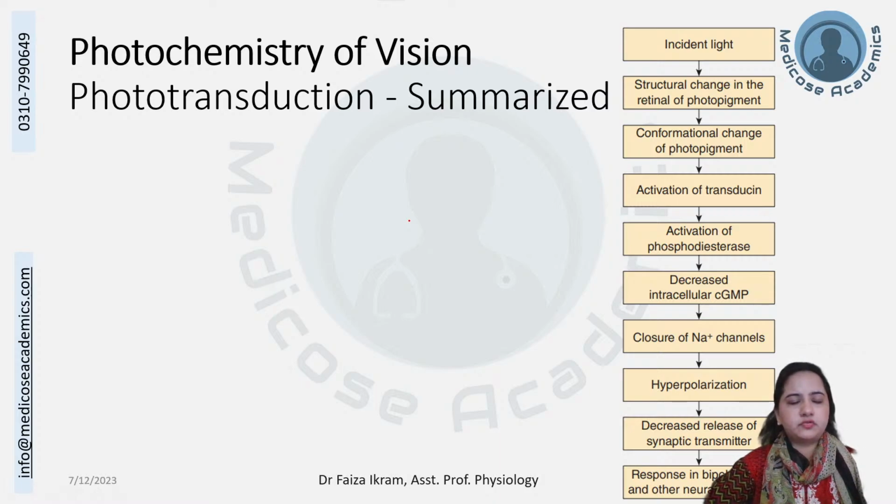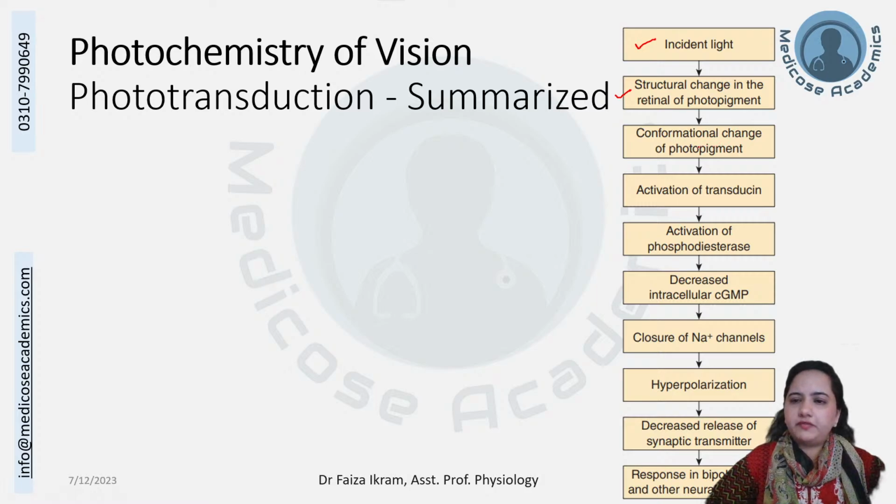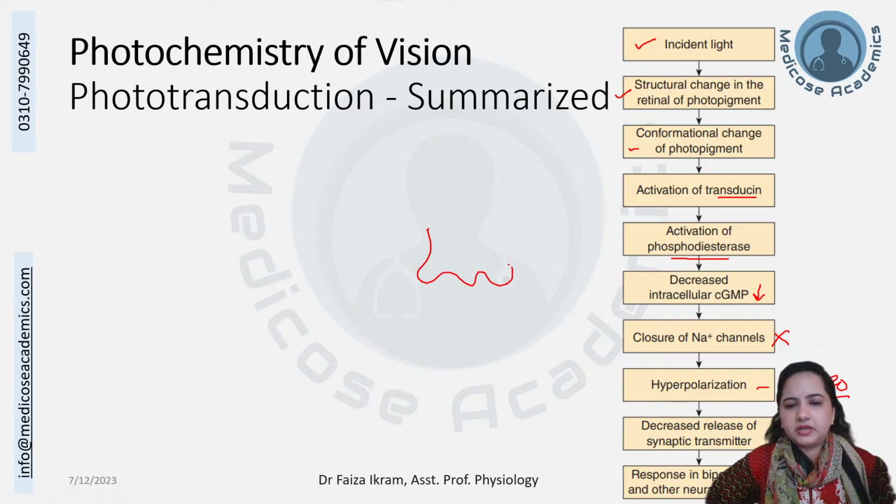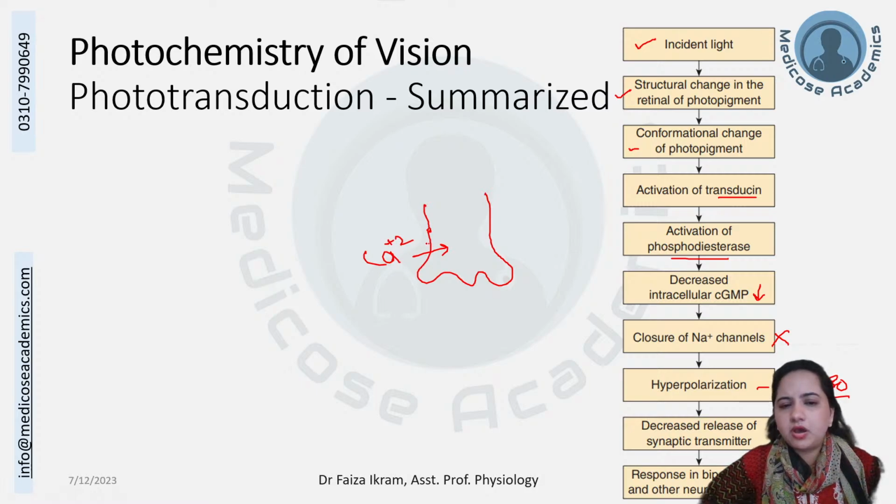So if we summarize the phototransduction across the rods, whenever there is light falling on the rods, there will be a structural change in the photopigment. The structural change will lead to formation of activated rhodopsin, which will cause activation of transducin and phosphodiesterase that will decrease the cyclic GMP. Sodium channels will be closed. There will be hyperpolarization, and hyperpolarization will do what? Hyperpolarization at the synaptic terminal of rods will decrease the entry of calcium. Calcium channels will be blocked.